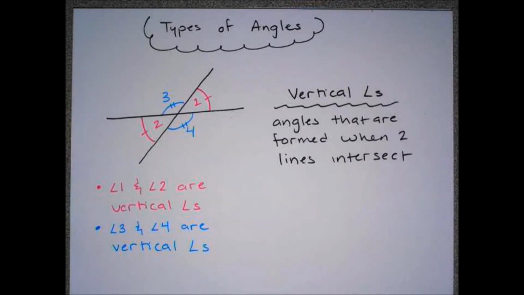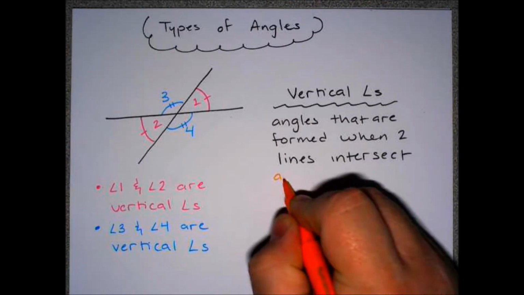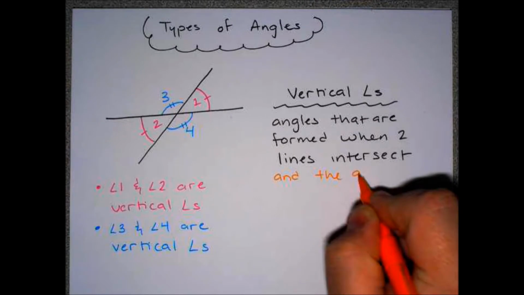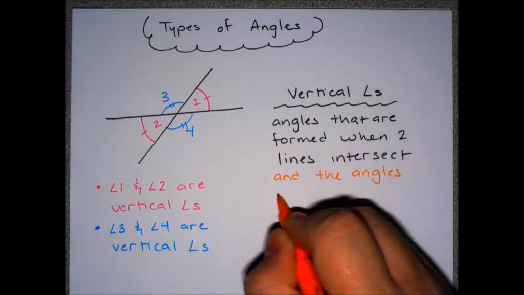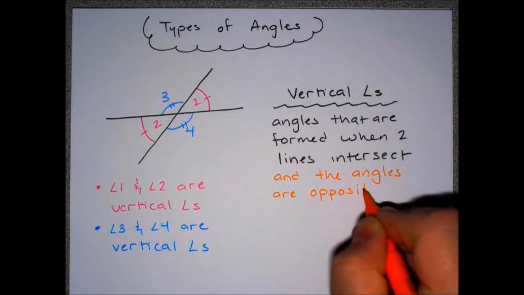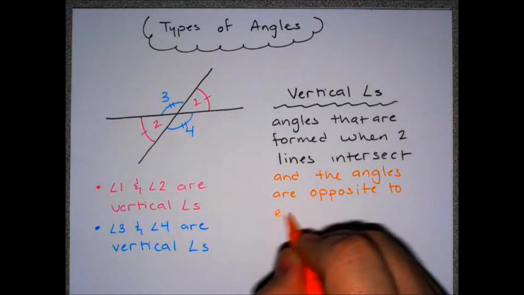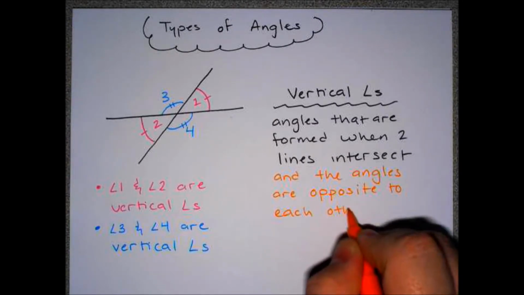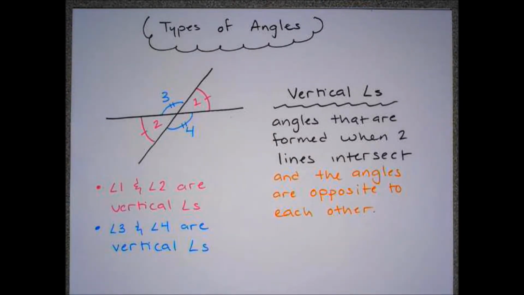Maybe we should put that in here. Vertical angles are angles that are formed when two lines intersect and the angles are opposite to each other. So there you go. That's vertical angles.